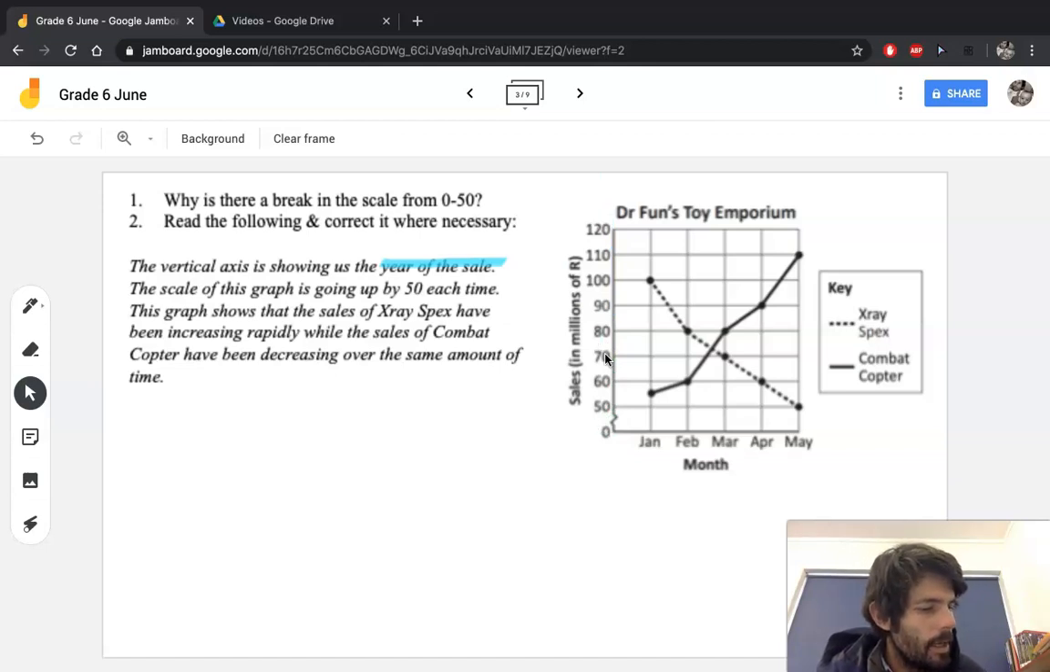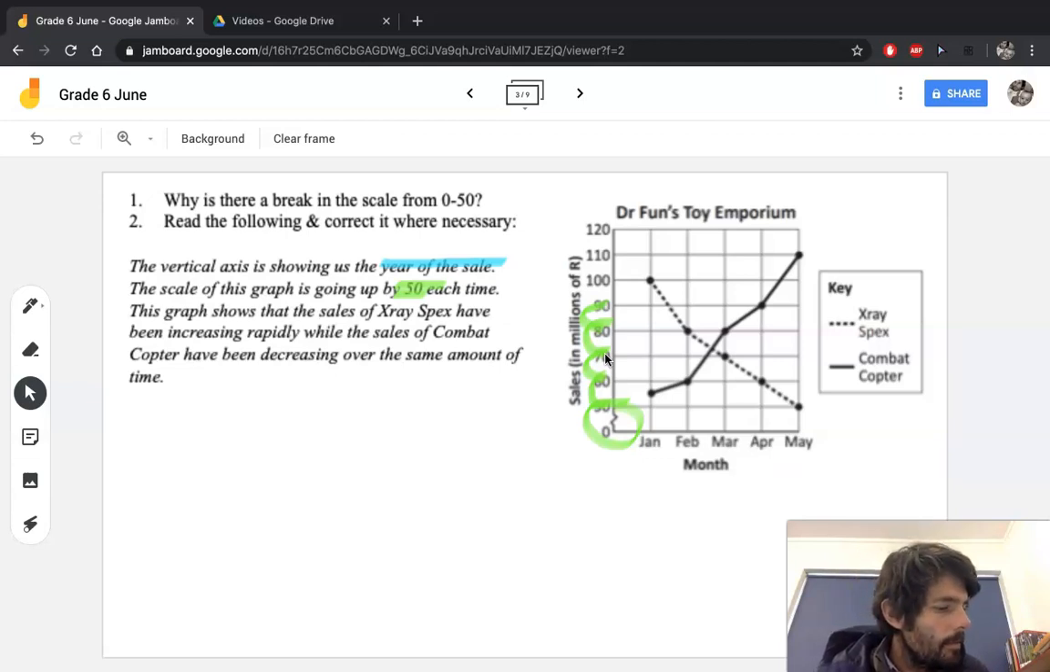But as I've already explained, because there's a break in the scale, we cannot use that 0 to 50 as the scale of the graph. We need to look at all the entries, and you can see that each time it is going up by a value of 10. So that is another area that you should have corrected. The scale of this graph is going up by 10 each time.